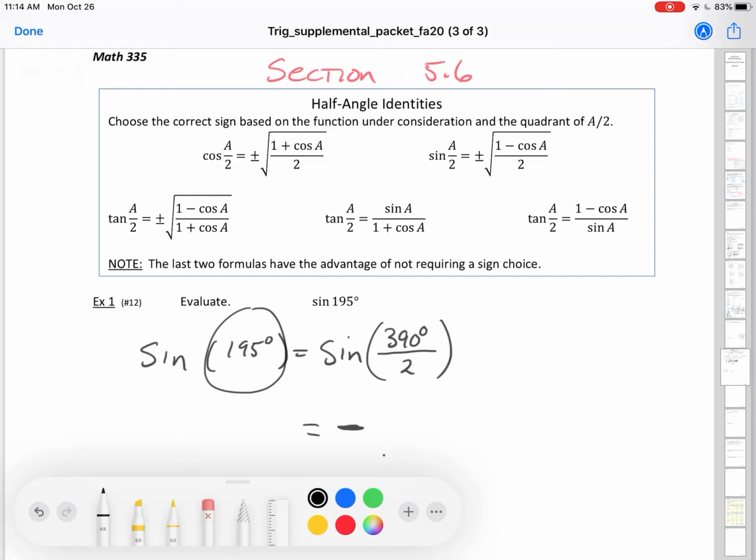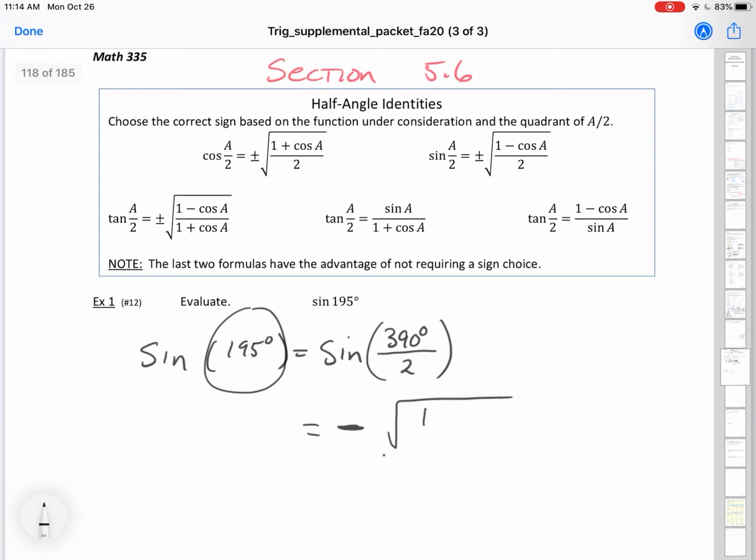Now we're going to just follow that formula to a T. 1 minus the cosine of 390 degrees all over 2. I do have memorized that it's 1 plus cosine A over 2 and 1 minus cosine A over 2. I know it's plus if it's with the cosine, negative if it's with the sine. So I kind of say, if it's cosine, then it's the positive. If it's sine, then it's a negative inside that radical. So there's ways to memorize it.